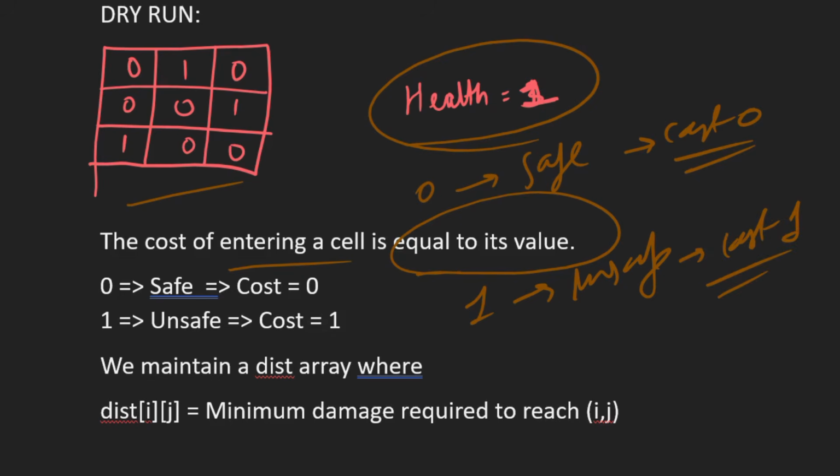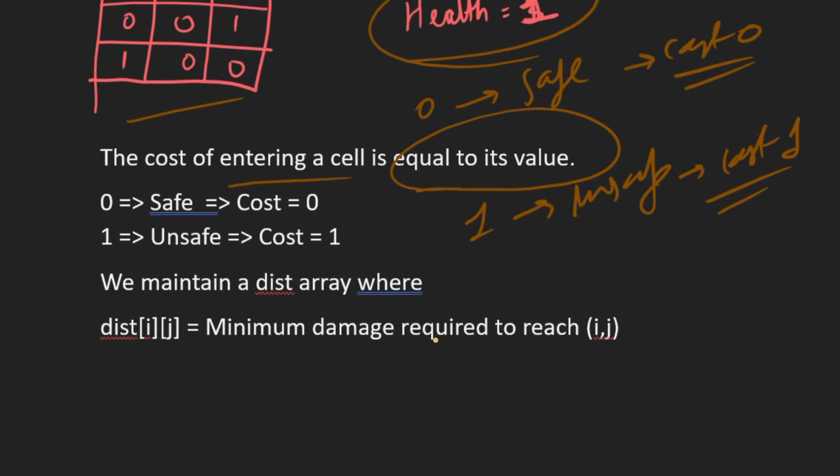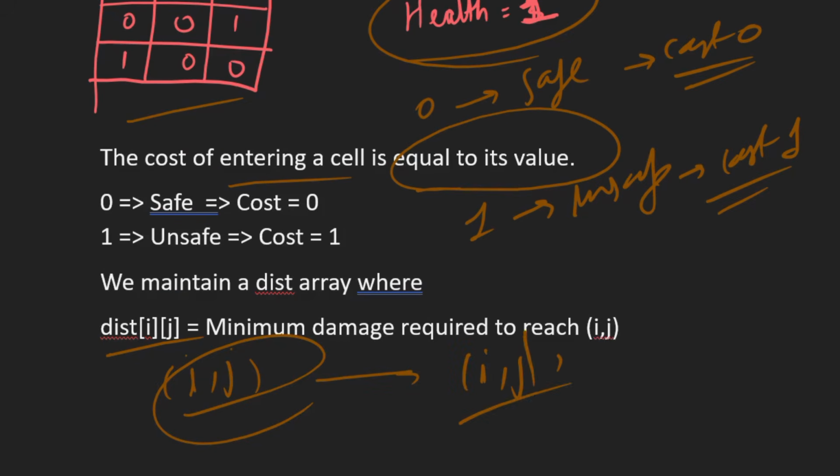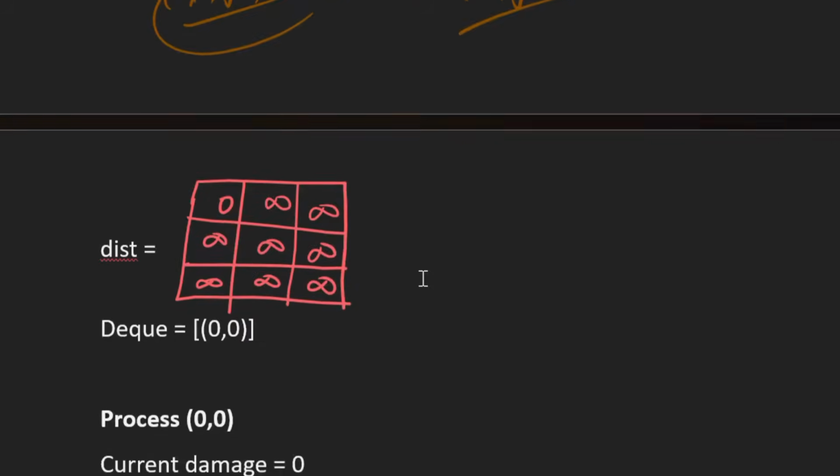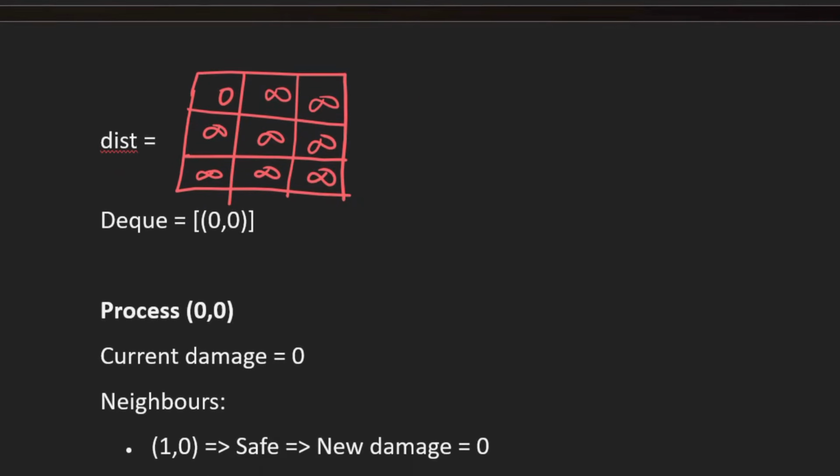Initially we maintain a distance array, where the value at any point i, j tells us the minimum damage required to reach the cell i, j, right? Let's see. Initially our distance array will be like this. All the cells have the value infinite, and since we have reached 0,0, its value will be 0. As the damage is 0, we have pushed the cell 0,0 into the dq, right?